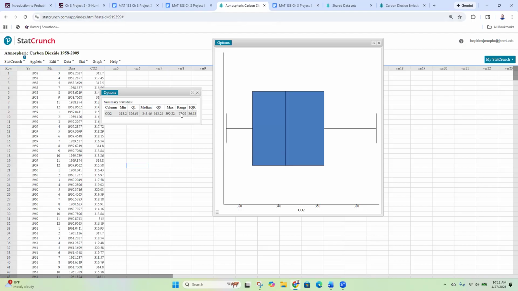By the way, the range is the minimum versus the maximum, so it's the length from here all the way to here. The interquartile range is the width of the box. So it's from this vertical line to this vertical line.